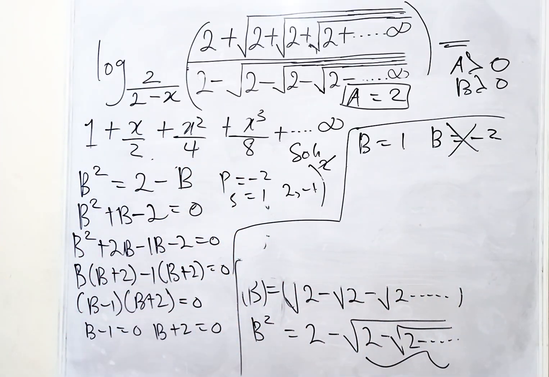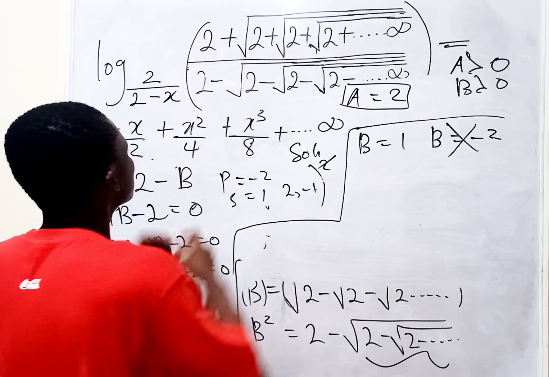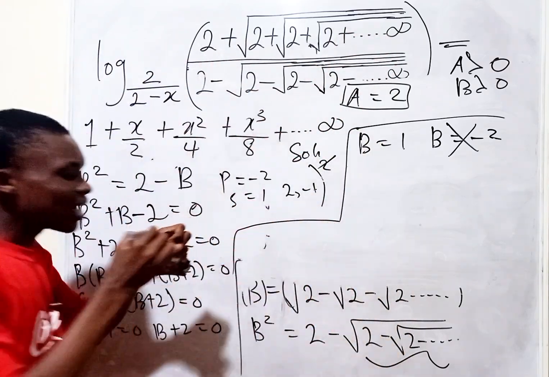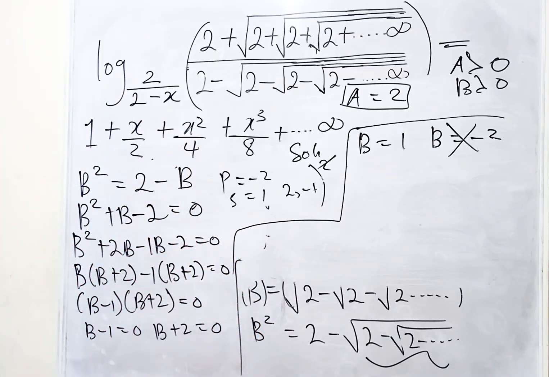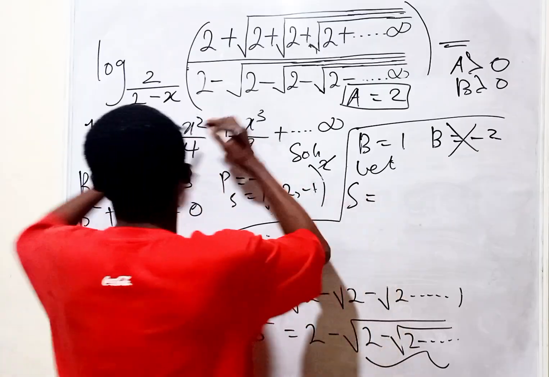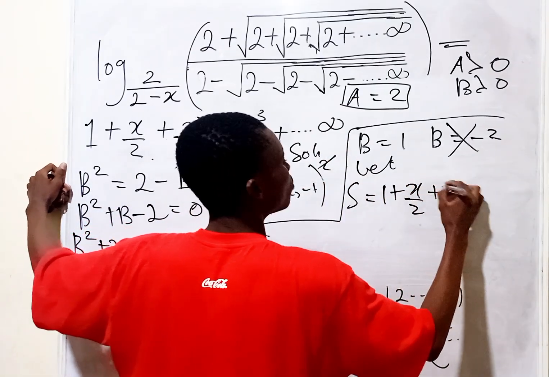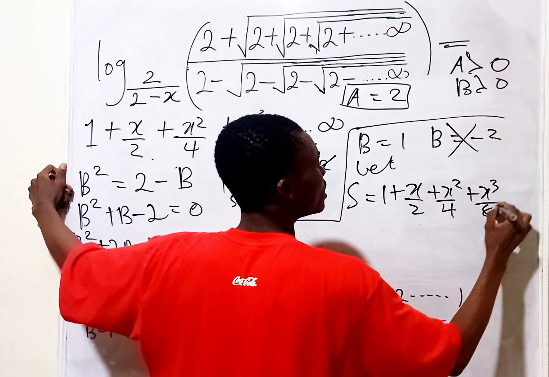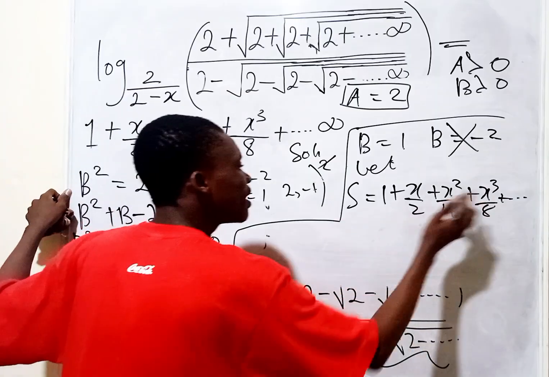It is not important. But one thing you need to see here, remember that we said that the whole of this equals this nested radical. And this nested radical clearly is a geometric what? Series. So we say let S equal this geometric series, which is 1 plus x over 2 plus x squared over 4 plus x cubed all over 8 plus dot dot dot. It goes like that.